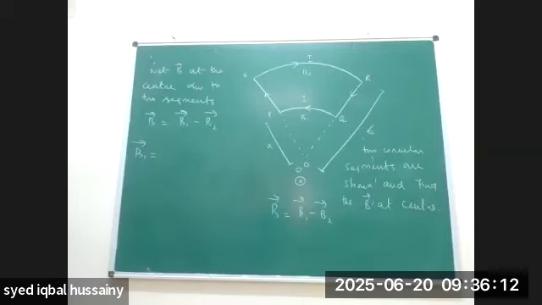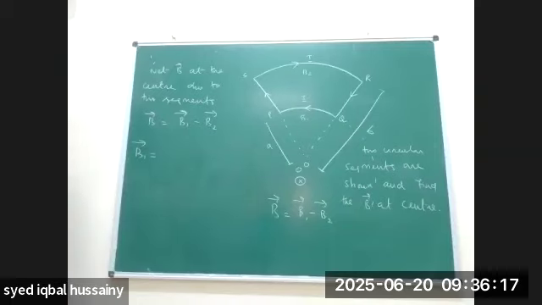याद है? Yes, sir. That's mu naught I by 4 pi sin theta 1 plus sin theta 2.